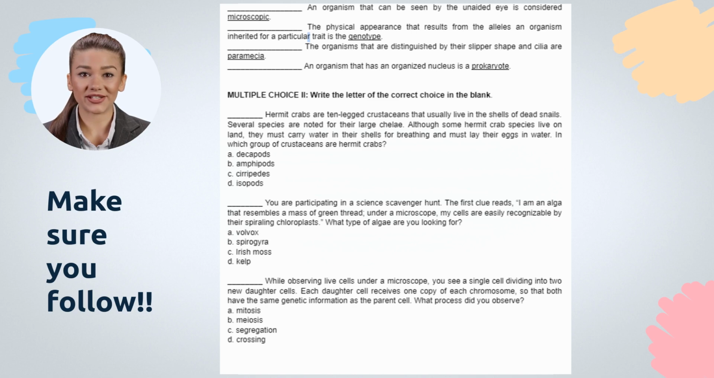While observing live cells under a microscope, you see a single cell dividing into 2 new daughter cells. Each daughter cell receives 1 copy of each chromosome so that both have the same genetic information as the parent cell. What process did you observe? A. Mitosis. B. Meiosis. C. Segregation. D. Crossing.